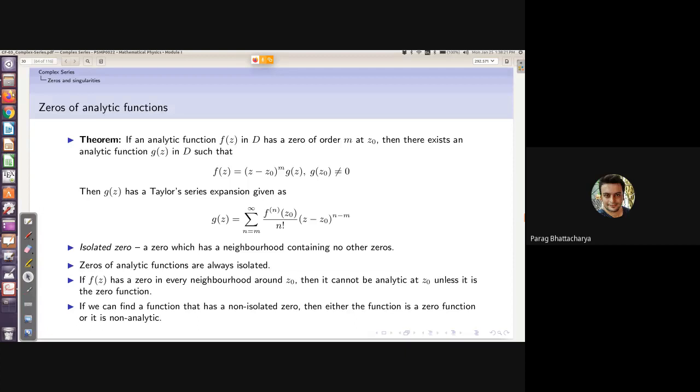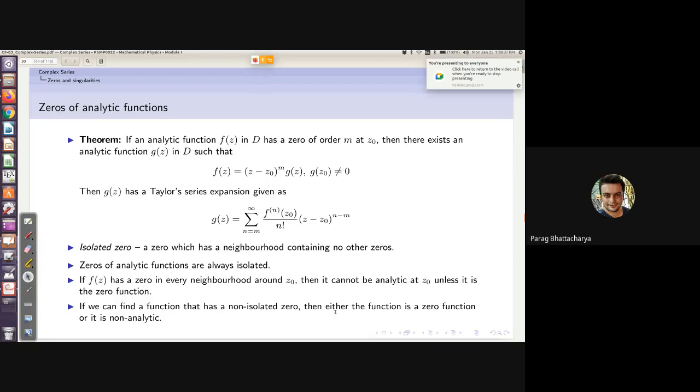Then we have that zeros of analytic functions are always isolated. So if f of z has a zero in every neighborhood around z not, then it cannot be analytic at z not, unless it is a zero function. So if you find a function that has a non-isolated zero, then either the function is a zero function or it is non-analytic. Very important point.